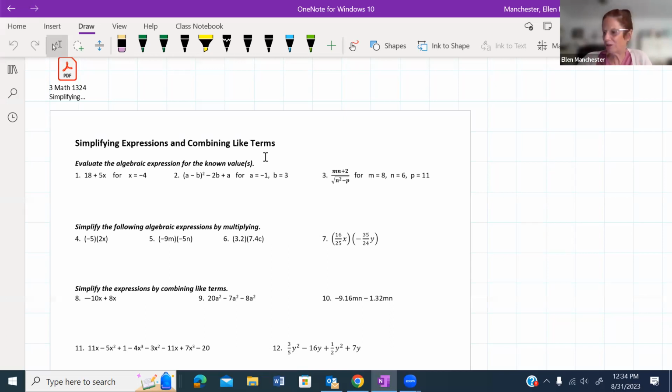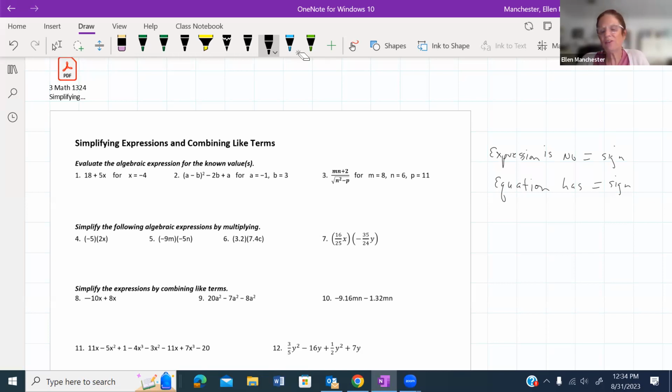Okay, so an expression, do it over here. An expression is no equal sign. An equation has an equal sign.